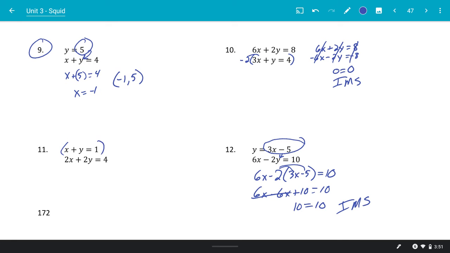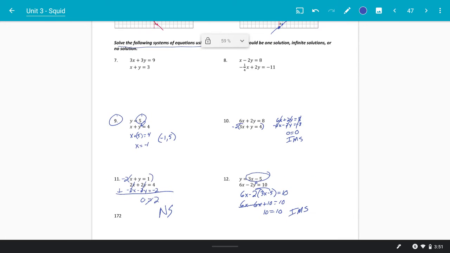Let's do this one. We'll multiply this by a -2. See what happens. So -2x minus 2y equals -2. Now use the addition method. Cancels, cancels. So 0 equals 2. Well, that's not true. So it's no solution.